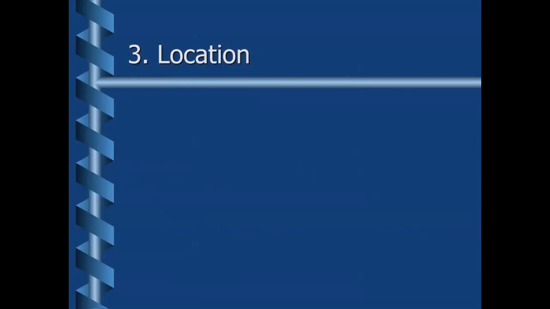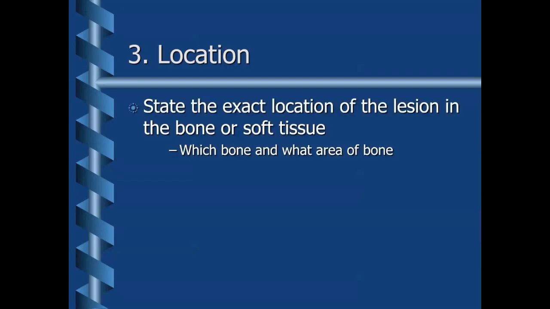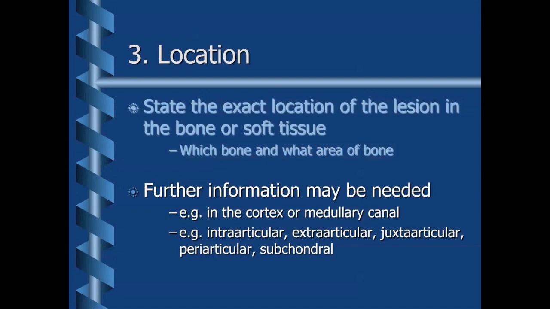The next issue is the location, and this is critically important to be able to describe this well. You need to be able to state the exact location of the lesion in the bone or the soft tissue, and that is which bone and what area of bone. You can't just say there's a lesion in the forefoot or there's a lesion in the rear foot. You need to be able to say exactly which bone it is and exactly what area of the bone using the most appropriate anatomical terminology.